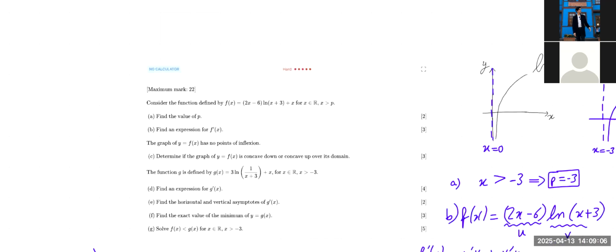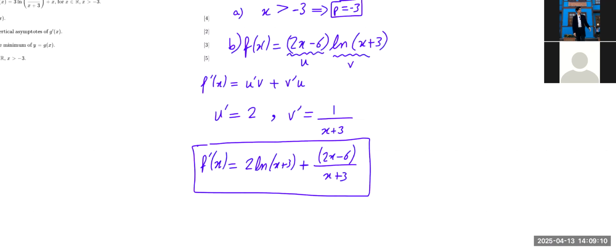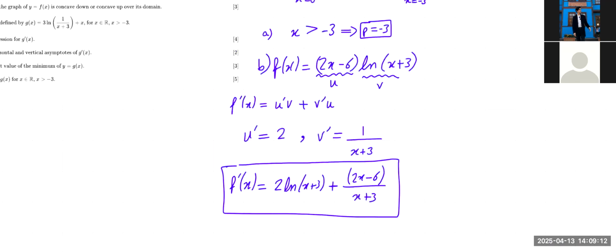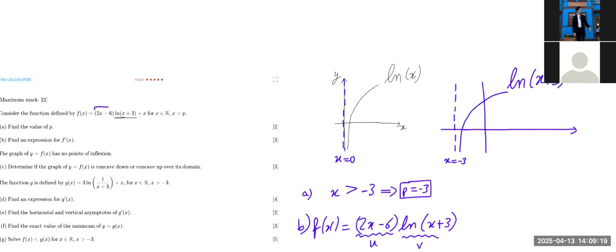Yeah. So now, one quick question. Why, like p minus 3, do we only take this part to find p? Because 2x minus 6 has no restrictions. You can put any value of x in 2x minus 6. It's natural log of x plus 3 that has restrictions. Natural log of x plus 3 cannot take any values of x less than negative 3, or even equal to negative 3, because ln cannot take an input of 0 or negative numbers. Okay, I get it now.